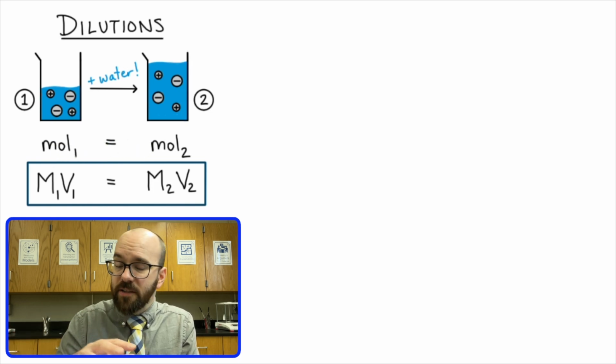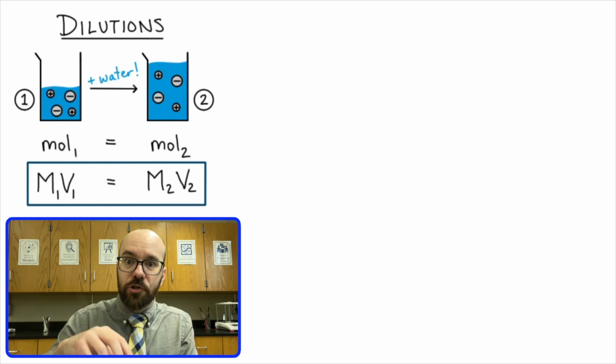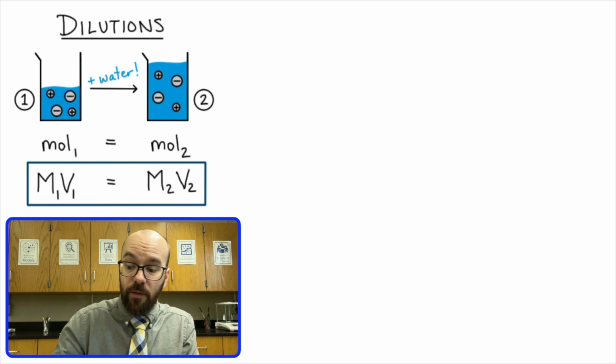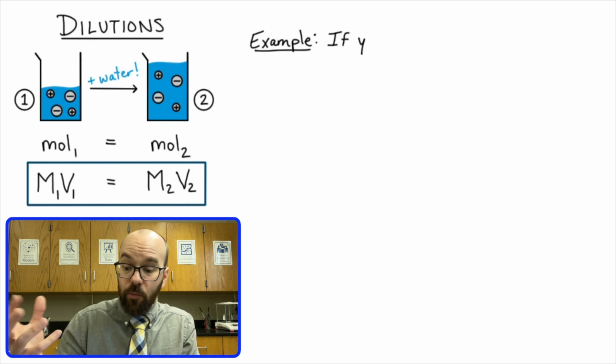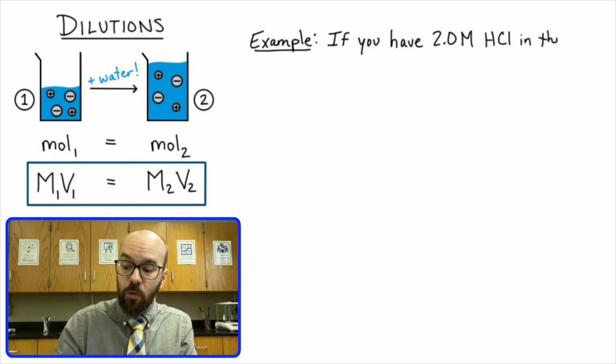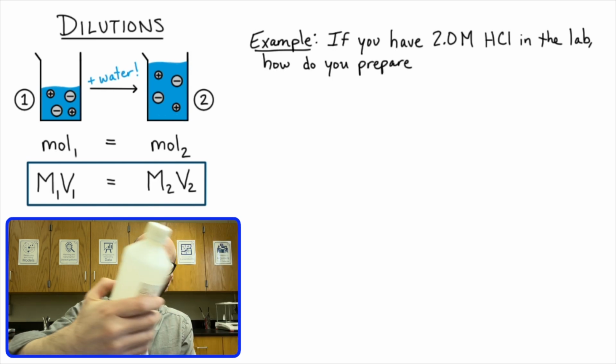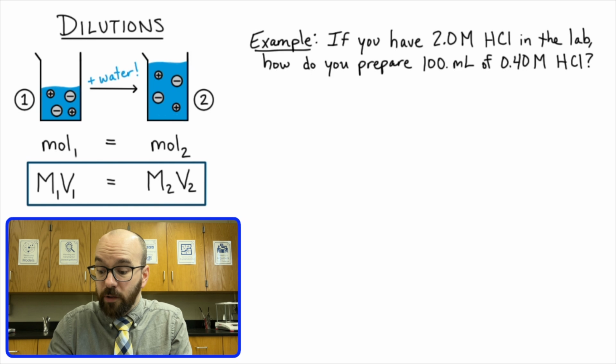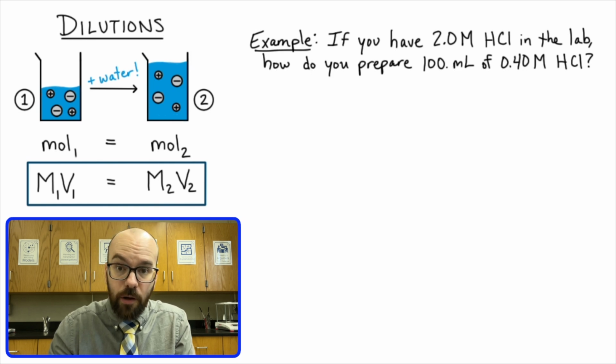So that equation's all nice and good, but how do we actually do a dilution in the lab? So we're going to work it out here on the whiteboard, and then I'm going to show you how we would do it in the lab as well. So here's going to be our example that we're going to work through. Let's say that you have 2 molar hydrochloric acid in the lab, which we do right here. Here's our 2 molar hydrochloric acid. How would you prepare 100 milliliters of 0.4 molar hydrochloric acid?